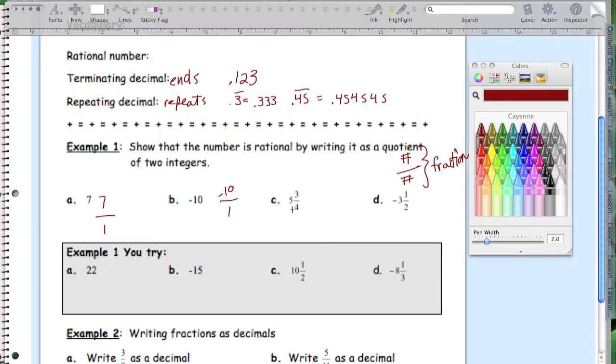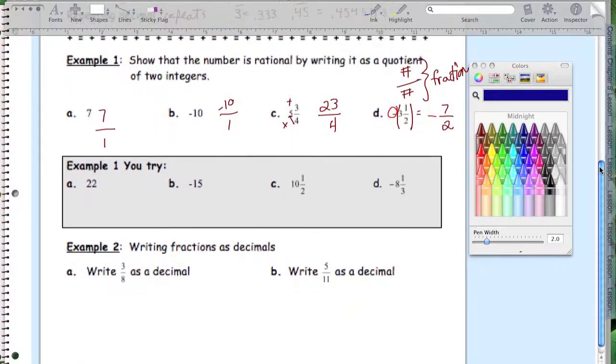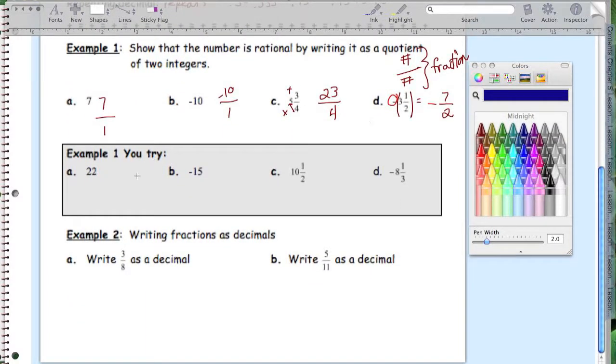5 and 3/4, we want to turn into an improper fraction. So I multiply 4 times 5 and get 20, plus 3, I get 23 over 4. Keep it over the same denominator. For letter D, I'm going to tell you to ignore this negative and just solve like we did here. So 3 times 2 is 6, plus 1 is 7, keeping the denominator of 2, and then add on this negative. If you do it the other way, you're not going to get the right answer. If you do 2 times negative 3, you get negative 6. Negative 6 plus 1 is negative 5. So you're not going to get the right answer. So tag the negative on either at the very end or the very beginning, but don't count it in your problem.